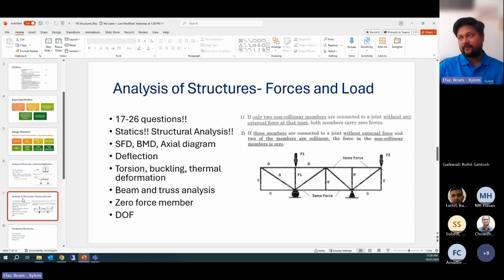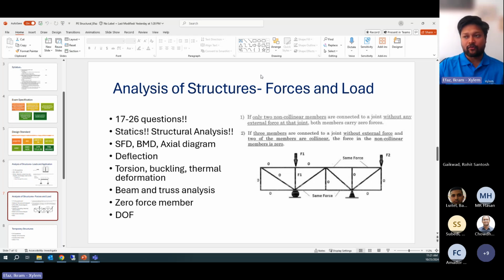The second section is analysis of structure, which is force and load. So there will be 17 to 26 questions. If you took a statics course or structural analysis course, you have to just revise those. That's it. You have to revise the statics and structural analysis course. You will know how to solve this. There will be SFD, BMD, axial diagram. You will definitely find questions from these diagrams. And then deflection.